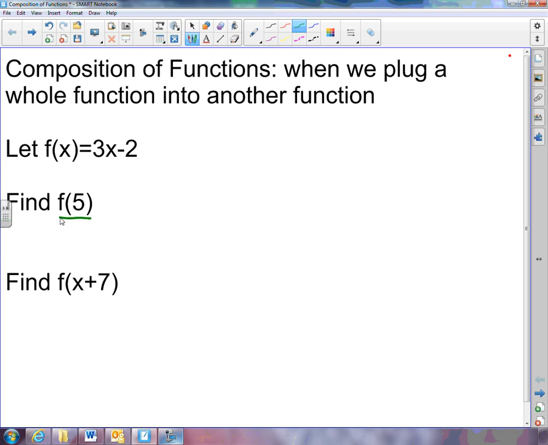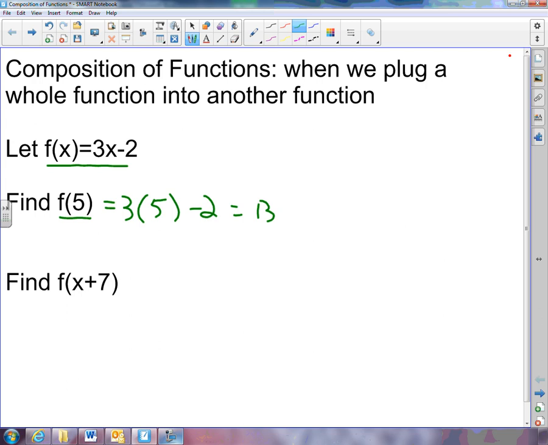So let's let f of x equal 3x minus 2. Now let's find f of 5. To find f of 5, we take the 5 and we plug it into where the x is. So we're going to do 3, now instead of x, we're going to write 5, minus 2. So 3 times 5 minus 2 is 13.